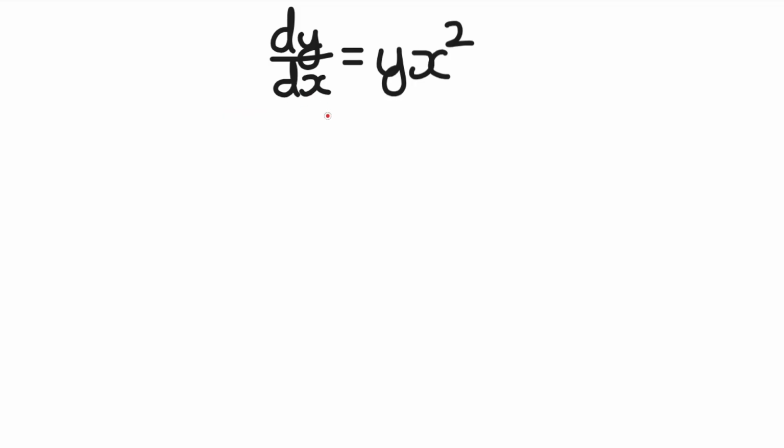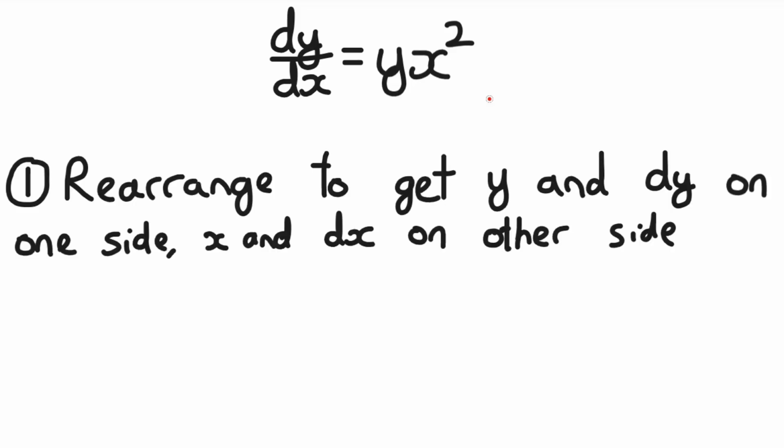So we have dy over dx is equal to yx squared. And essentially, there are three steps to solving a differential equation, okay? So firstly, one of the things that we don't like about differential equations is on this side of the equation, for example, we have this y term here, but we also have this x squared term as well, and we don't like this. So the first step is we have to rearrange the equation to get all of the y and dy terms onto one side of the equation and get all the x and dx terms onto the other side of the equation. So we need to split up the x and y terms.